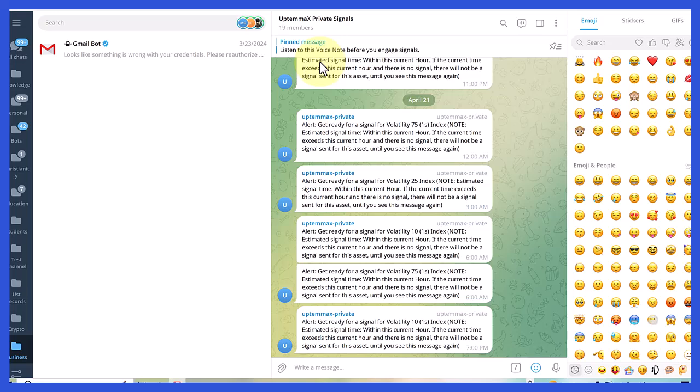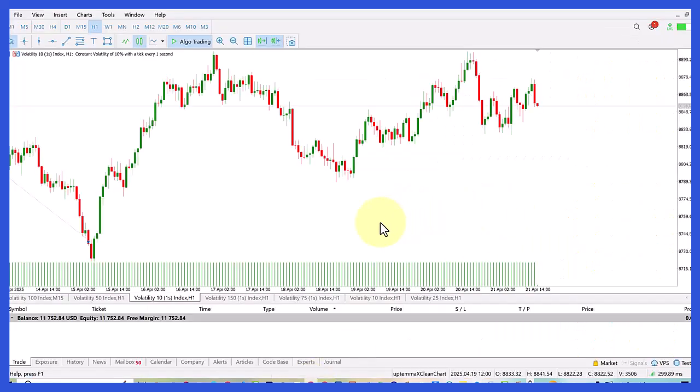Whenever you receive an alert from the bot that says alert, get ready for a signal for whatever asset, note the estimated signal time within this current hour. If the current time exceeds this current hour and there's no signal, there will not be a signal sent for this asset until you see this message again. So when you see this alert, the next thing you must do is go to your chart and locate that asset. Here's the asset, Volatility 10 (1s) Index.